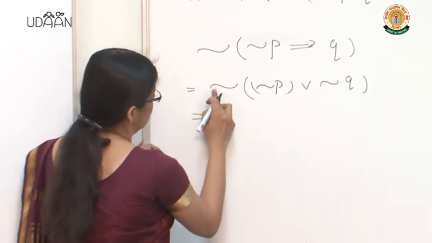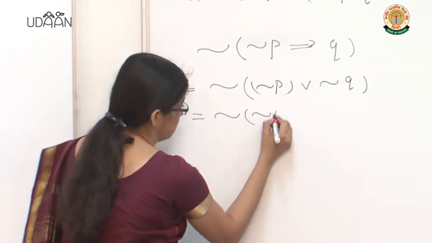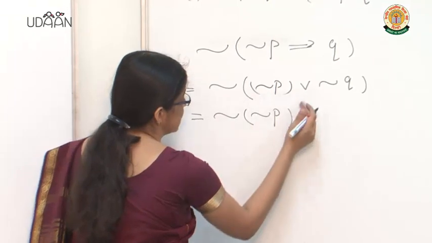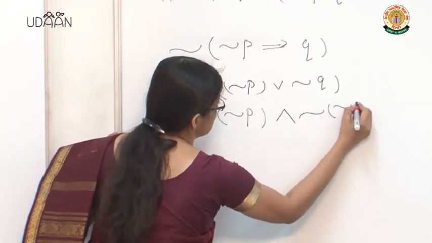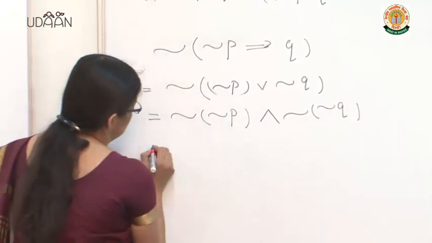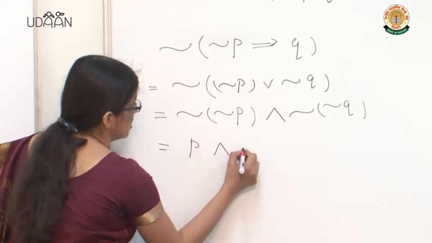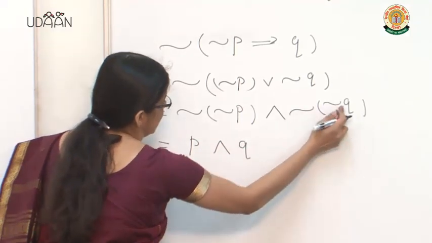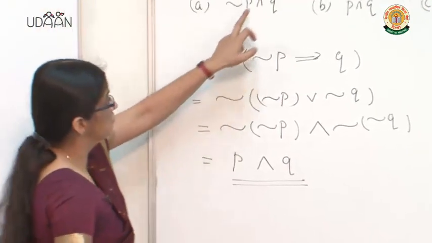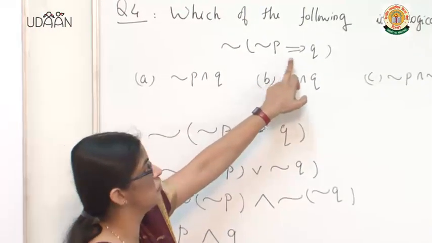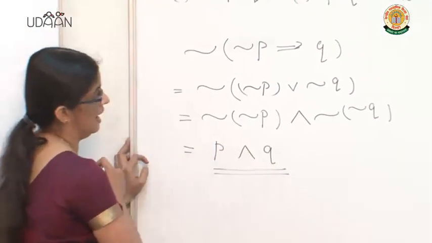Apply De Morgan's law. Take this inside. What will you get? Negation of P, and when you take negation inside, or becomes and: negation of Q. What is negation of negation of P? P, and negation of negation of Q is Q. So we have simplified negation of P implies Q, and we got the result as P and Q.